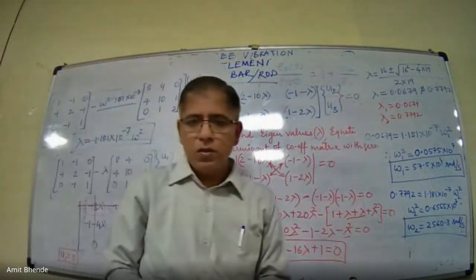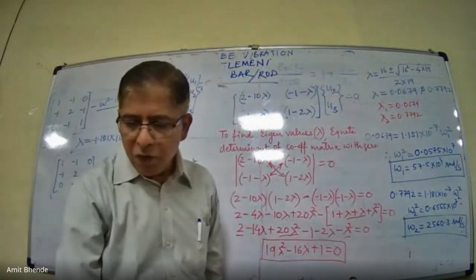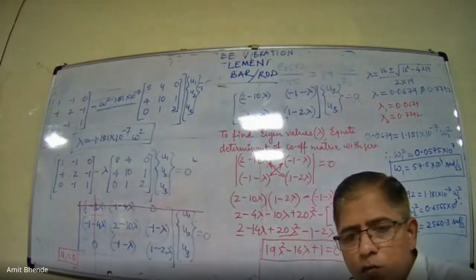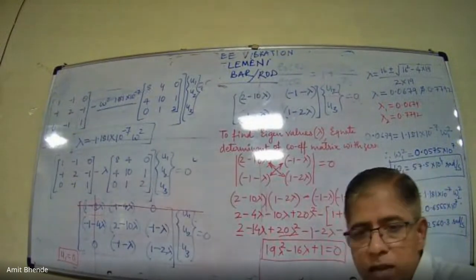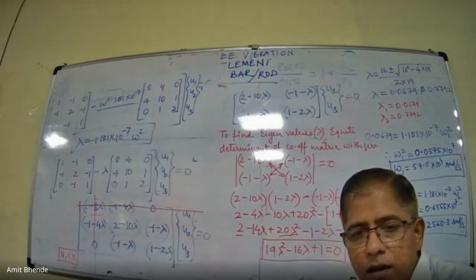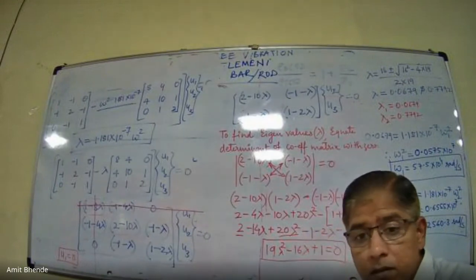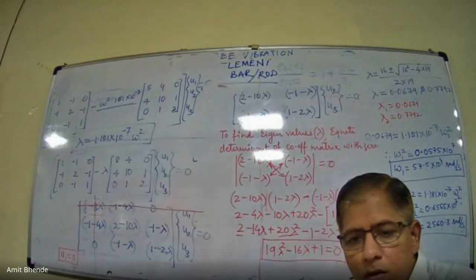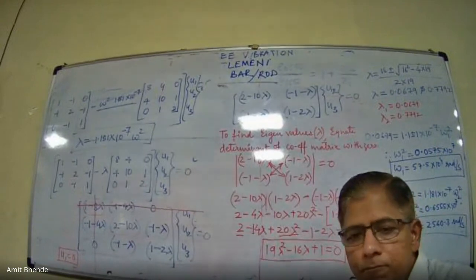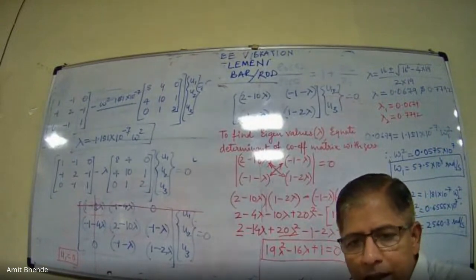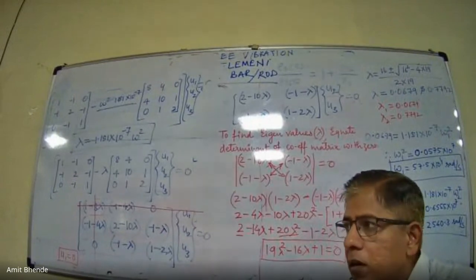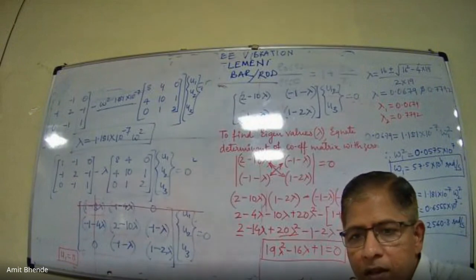So if you know the concepts of finite element method, then it is very easy for you to find out the eigenvalues and eigenvectors. Okay, but your finite element method concepts should be clear. How to discretize it, how to divide the system into elements, and then how to form the element stiffness matrix, how to form the global stiffness matrix, how to form the element mass matrix, everything.